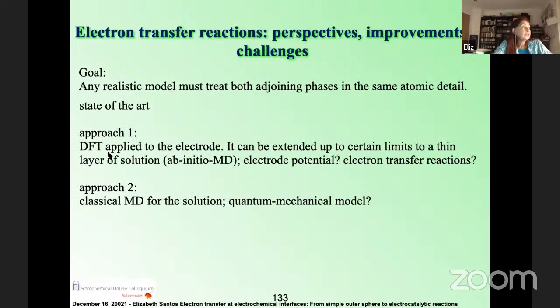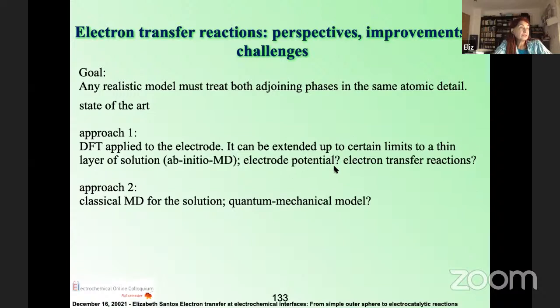In the case of DFT, it can describe the electrode and the reactant, the electronic structure, very well, but in which way can we extend that to the thin layer of solution? There is an improvement in the case of ab initio molecular dynamics. Axel Gross has shown very nice results in this direction, but it is not so easy to treat.